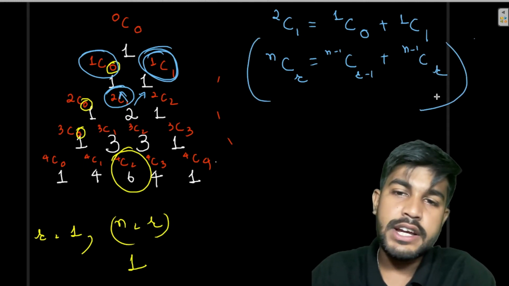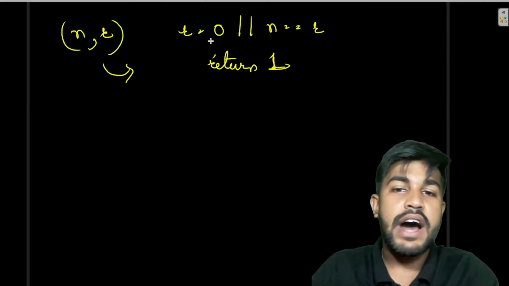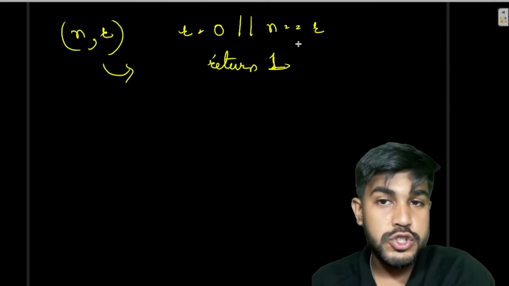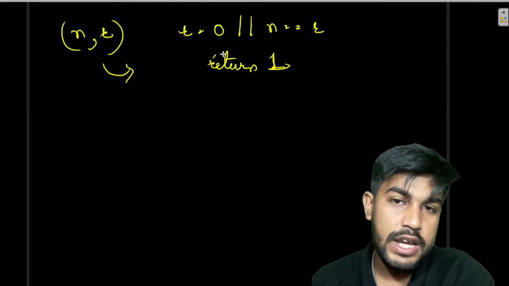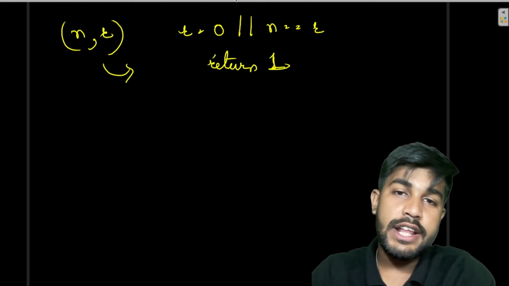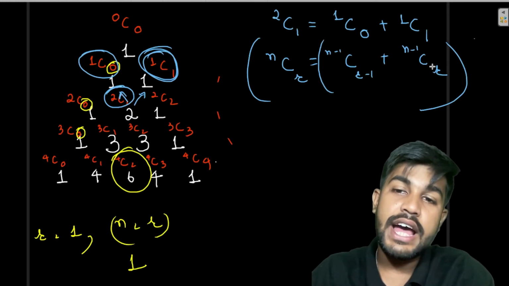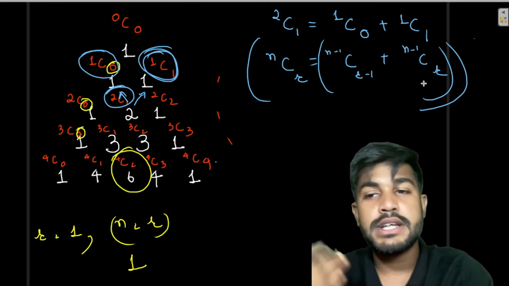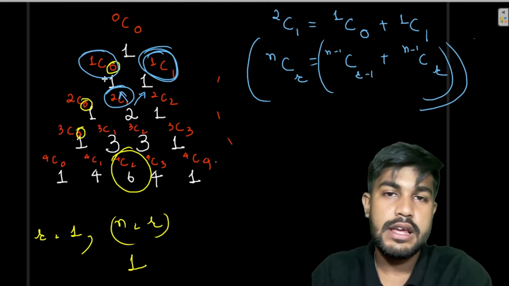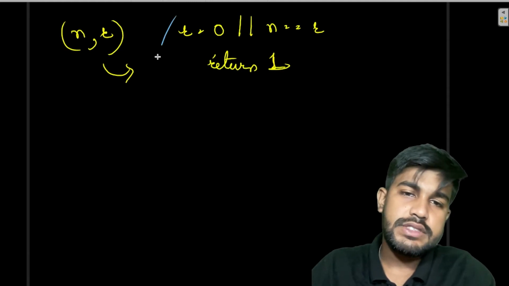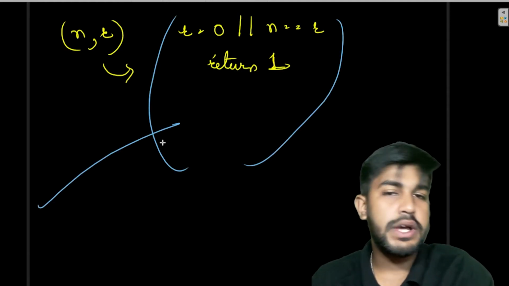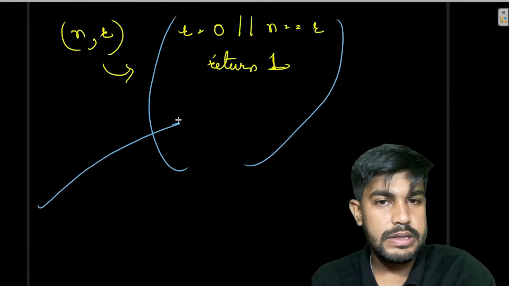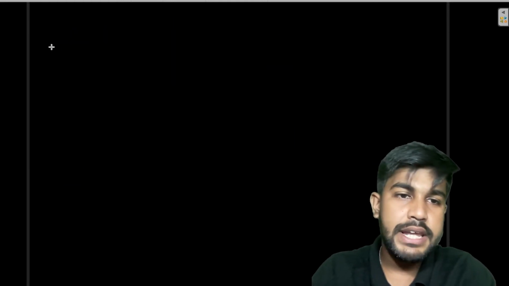So we can have this recurrence formula that if r is equal to 0 or n is equal to r, we would return 1. Else in all other scenarios, we would have the addition of n minus 1 C r minus 1 plus n minus 1 C r. So now this is the recurrence that we can build up. Okay, so we can simply have it like this.